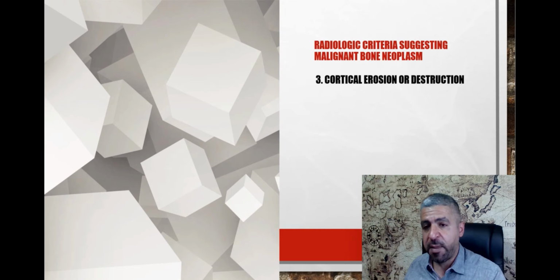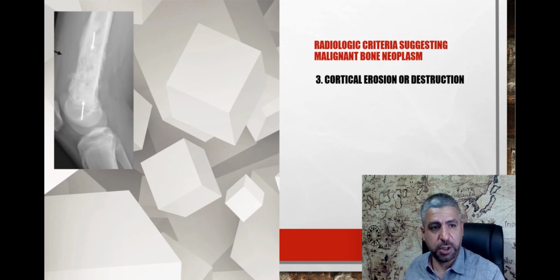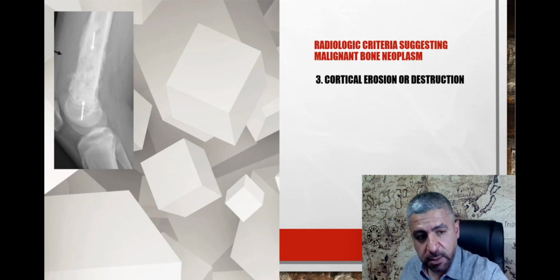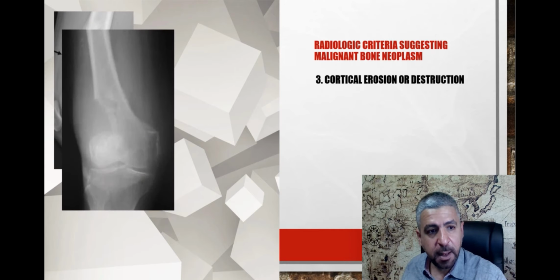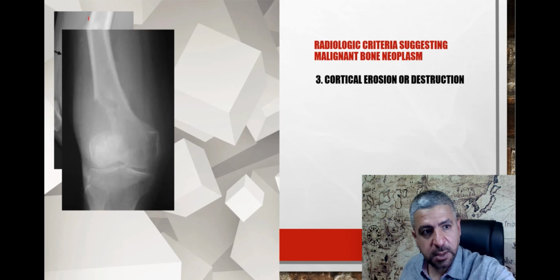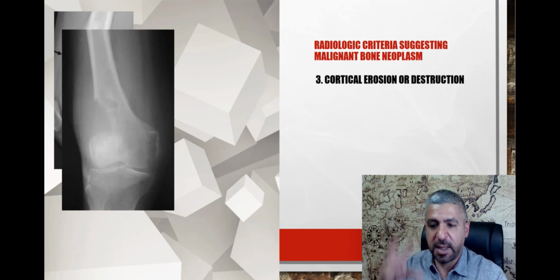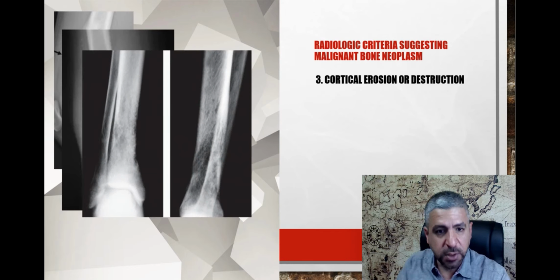Now, the other feature that you have to look for is any cortical erosion or destruction. Is the cortex eroded? Like here, you can see this cortex is not present. Here, for example, there is some cortex, but here it's destroyed, it's eroded. This is a malignant feature. Again, look at that. This is a cortex, and this is a cortex, but where is it here? It's destroyed, it's eroded, it's not present because the tumor has destroyed it, eaten it, eroded it.